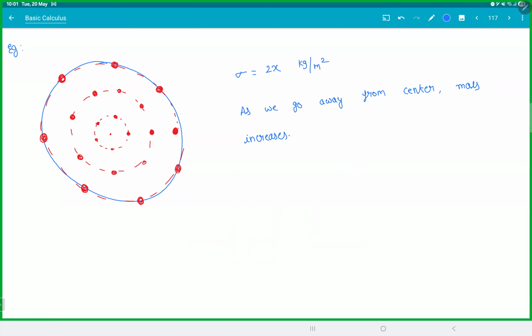What is happening? Since the disk mass is different at different points, I cannot simply say sigma into area. This will not give me the answer, because fine, area I know, but which sigma will I take? Should I take the one in the middle? Should I take the one in the outside? Which one? Is this making sense? So how do we approach this problem? So listen carefully. I'll show you this and I'll give you one more like this.